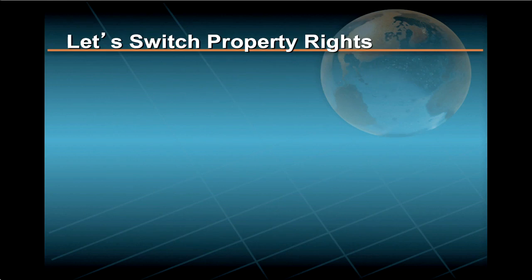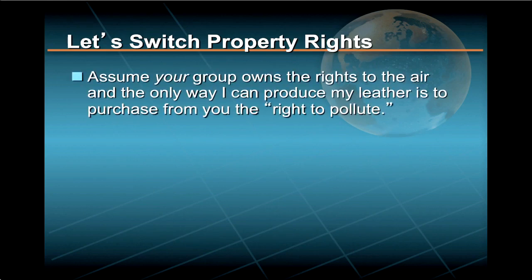Now let's switch property rights. Let's say that your group owns the rights to the air, and the only way I can produce my leather is to purchase from you the right to pollute. What will the Coase Theorem predict here?